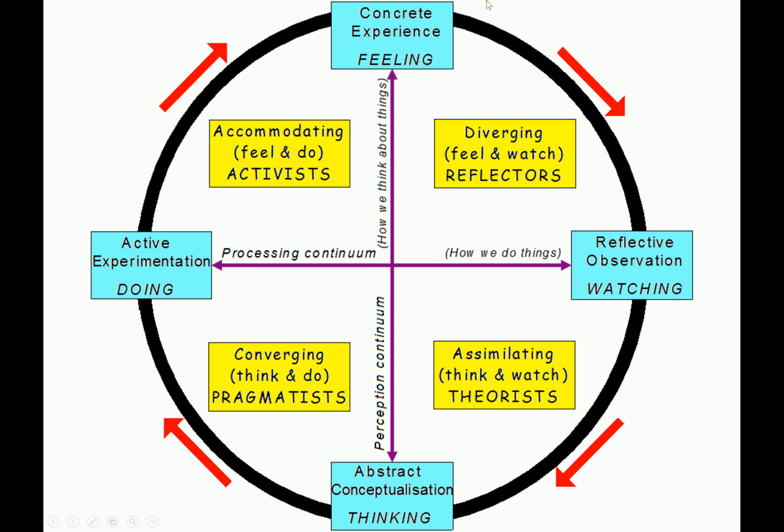Anyway, David Kolb actually broke this down into two continuums, what he called a perception continuum here on the y-axis and a processing continuum on the x-axis, how we do things and how we think about things. And then he divided his cycle into 4 segments of sort of learning style preferences.